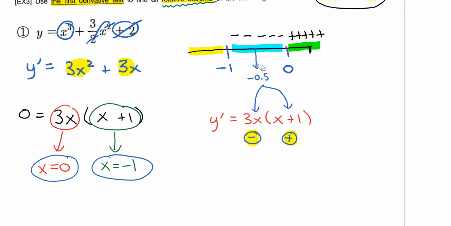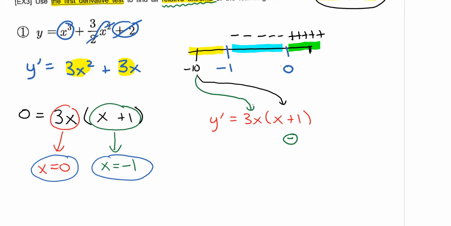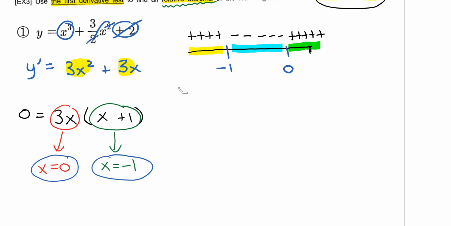Finally I can look at the yellow region, and I need to pick a number in the yellow region. A safe number could be -10. If I plug in -10 over here, -10 plus 1 would give me a negative result. And if I plug in -10 over here, 3 times -10 would give me a negative result. A negative times a negative gives me a positive result for the yellow region. That right there is the derivative test, establishing that number line. Once you have your number line established, then you can determine where the max and mins are.